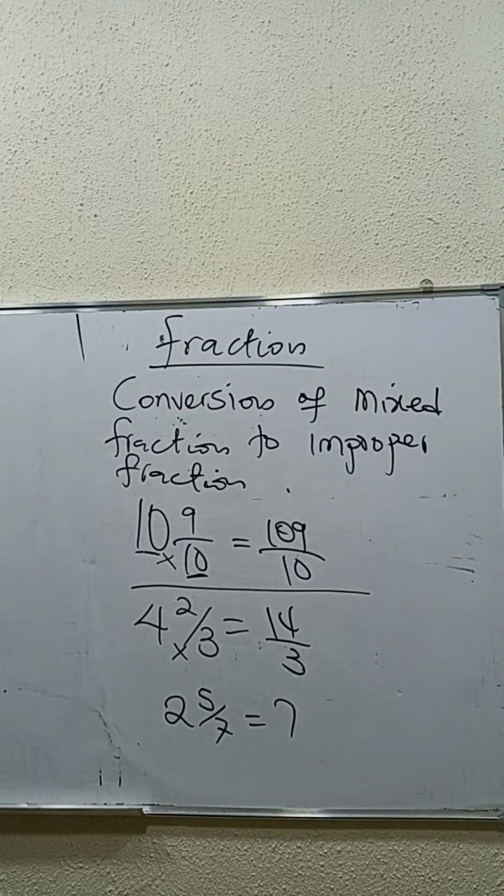2 wholes, 5 over 7. Convert that particular problem to an improper fraction. Okay, I have 19 over 7. I have 21 over 7. 21 over 7. How true is that?